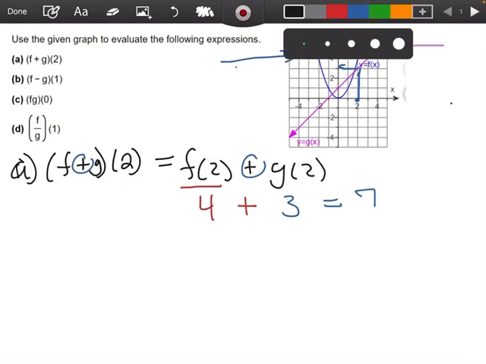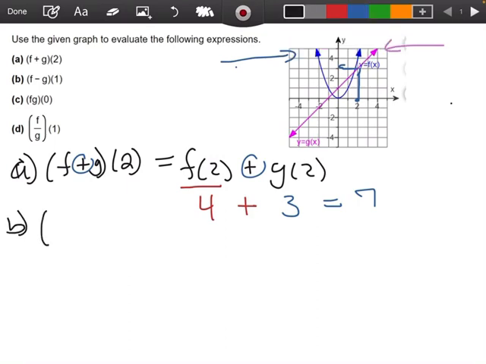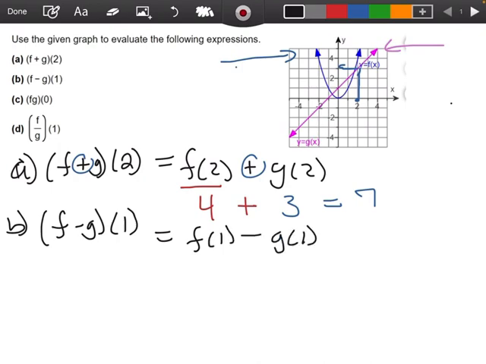All right, y'all, I'm going to repeat this process for part B. Part B says, can we find f minus g of 1? Again, what that means is we want to find f of 1, we want to find g of 1, and we're going to subtract them, okay?